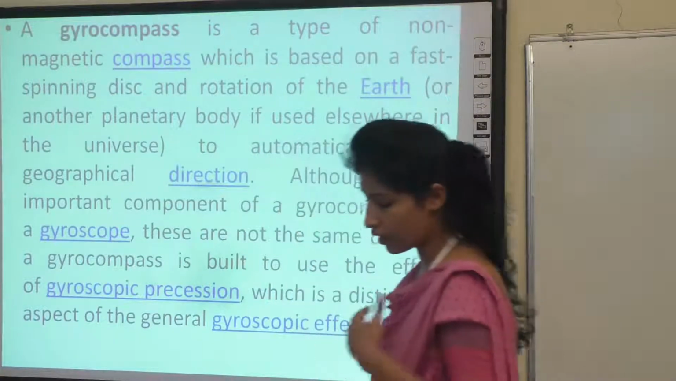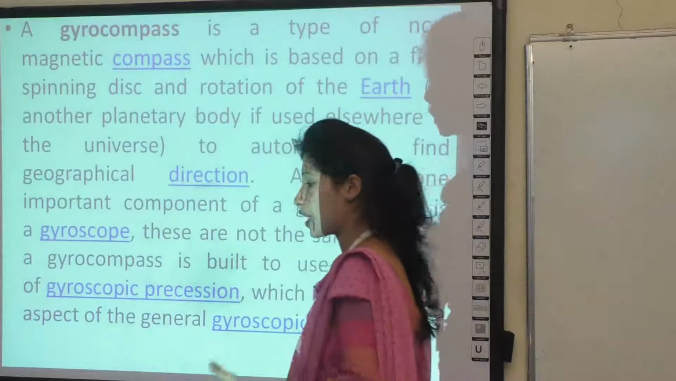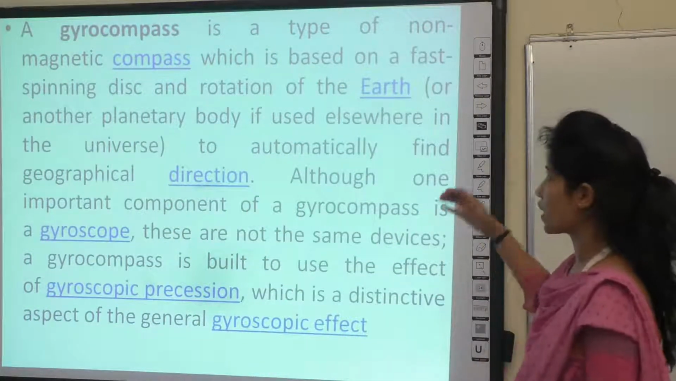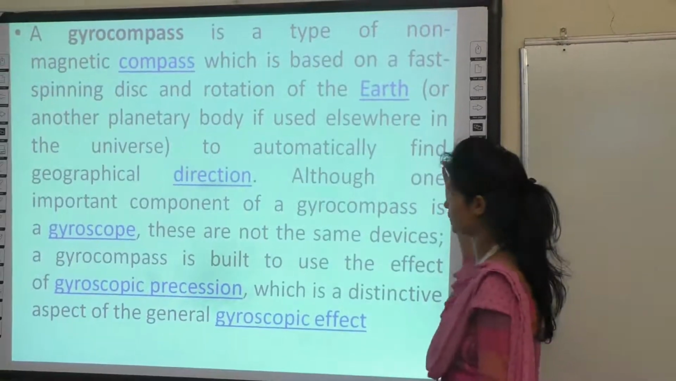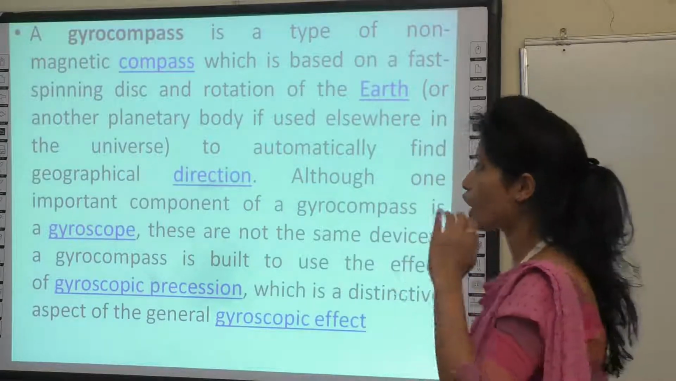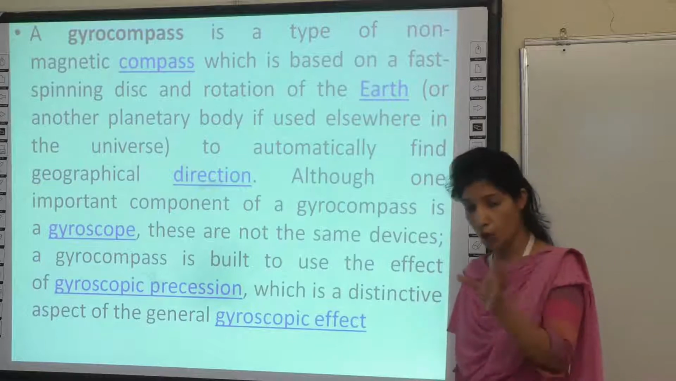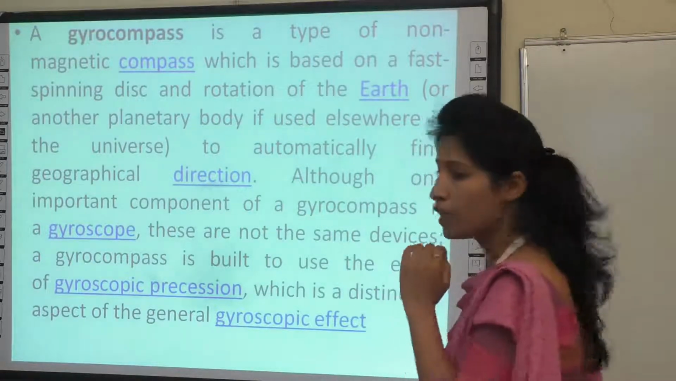Gyrocompass. Again, the gyrocompass is also based on the principle of the gyroscope. A gyrocompass is a type of non-magnetic compass which is based on a fast spinning disk and the rotation of the earth. It's not a magnetic compass. Remember, it's a non-magnetic compass based on a fast spinning disk and the rotation of the earth.